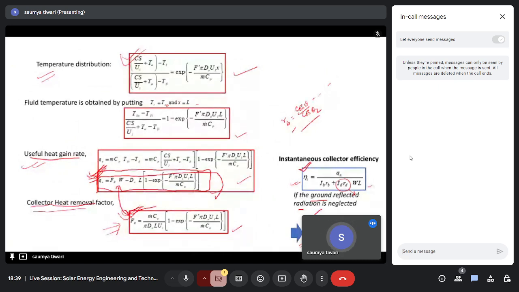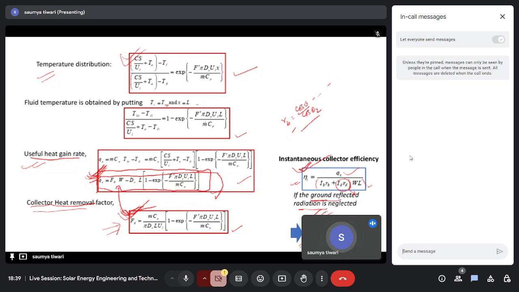the useful heat gain and your collector heat removal factor, then your instantaneous collection efficiency, which will be Q utilized upon your incident input, right? So it will be Ib Rb plus Id Rd. B is for beam, and d is for diffuse, sorry, this d will be the ground reflected radiation. If that is neglected, then it will be Ib Rb into your area, width into length of your collector. So this is the formula. These are the important formulas you need to remember, because numericals will be framed on this question only.